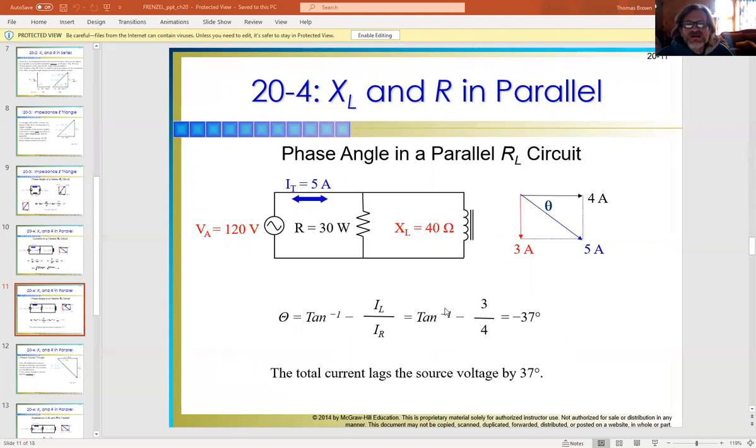And then we find the angle. So he's taking a look and we go and plug it in. We used to have our inductive current over our resistive current. We do the arctangent function. And notice it's 3/4 in this case.